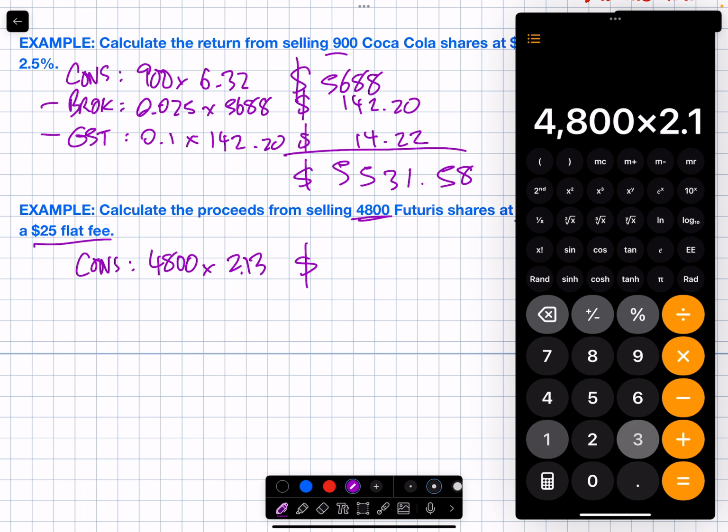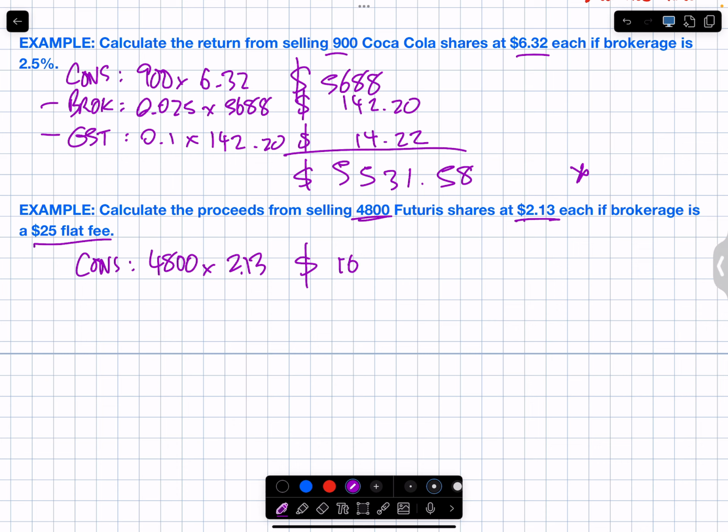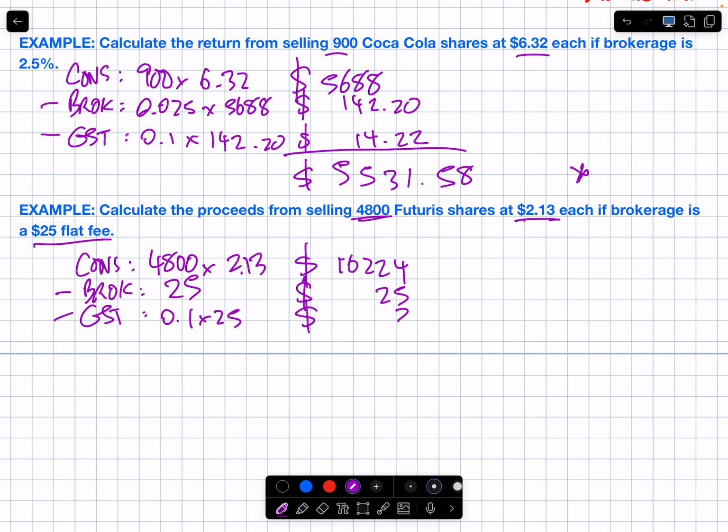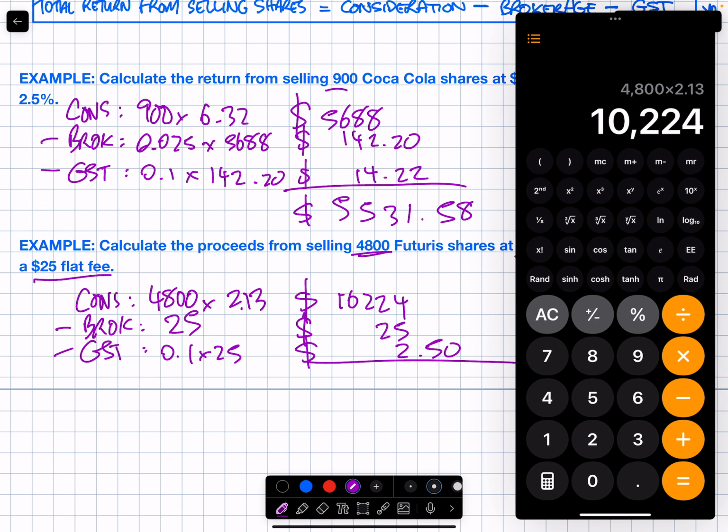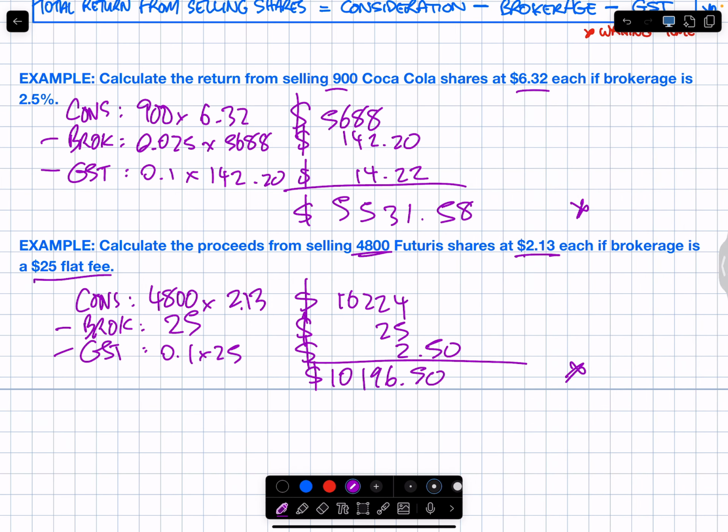$4,800 times 2.13, 10,224. Take away brokerage. Do I need to do any maths to find this brokerage? No, it's just $25. Take GST, 0.1 times 25, $2.50. Subtraction, 10,224. Take 25, take 2.5, $10,196.50 is what you would get in that situation. Star, done.